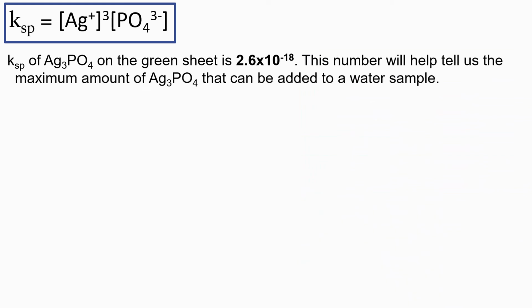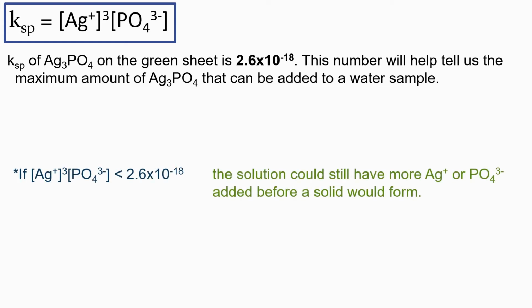Well, this number will help tell us the maximum amount of silver phosphate that can be added to a water sample. If the silver ion concentration cubed multiplied by phosphate concentration is less than the number on the green sheet, that means I have not yet reached the maximum dissolvable amount, because that's what I call the number on the green sheet, our maximum dissolvable amount. So if the concentrations we have added are less than a maximum dissolvable amount, we can still dissolve more silver ions, we can still dissolve more phosphate ions into solution.